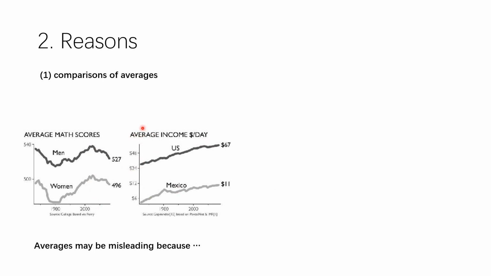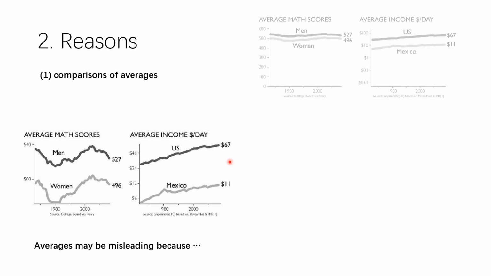On the right side, it shows the average income between the United States and Mexico. It seems that people from the United States have higher income than Mexico, and there's a great gap between them. But is that true? We can make a change in the vertical axis, so you can see that there's no huge gap between them. They are quite similar.